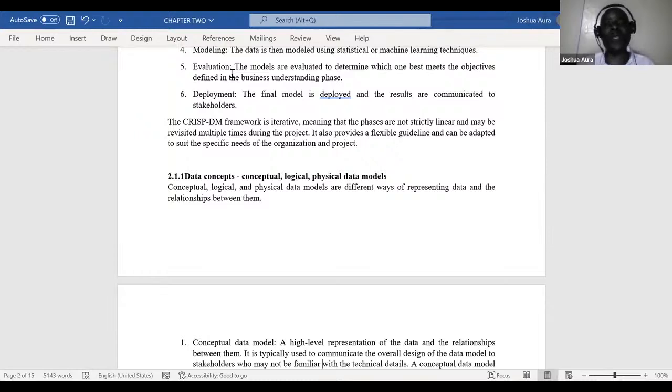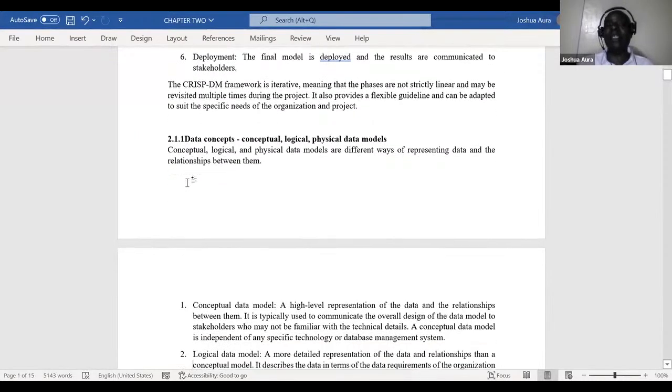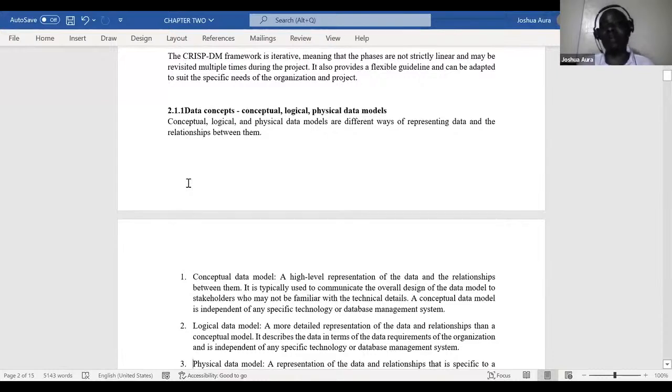Now, we have this question that was tested last semester, and so few of you were able to get it right. The data concepts, 3 of them. As we try to understand this, we shall have what we call the conceptual stage. We shall have the logical stage. We shall have the physical data model.